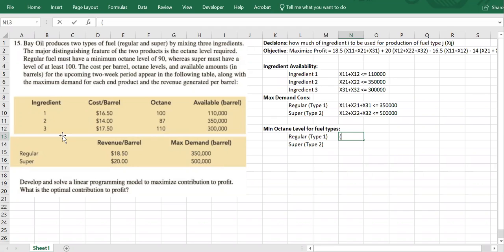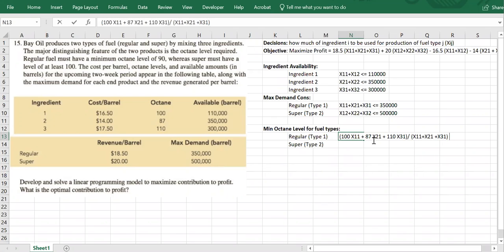So let me write it down. 100 is the octane level of ingredient 1. So for regular type, we're using X11 units of that, plus 87 times X21, plus 110 times X31. What I just did was multiply the octane level of each ingredient by the amount of usage of each ingredient in final product one, which is the regular type. If I divide this by the total amount, X11 plus X21 plus X31, that will give me the weighted average.